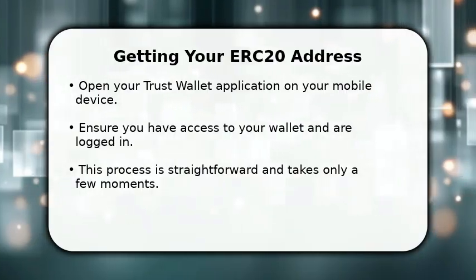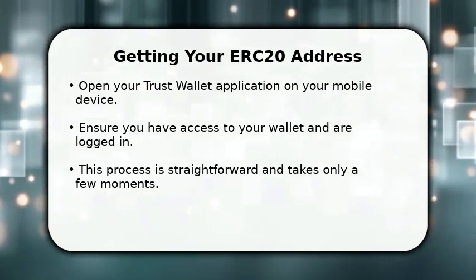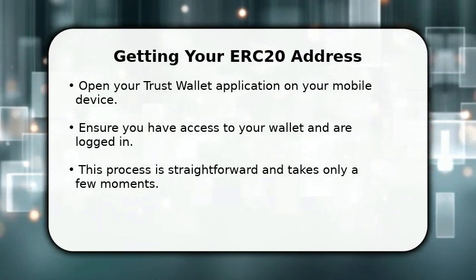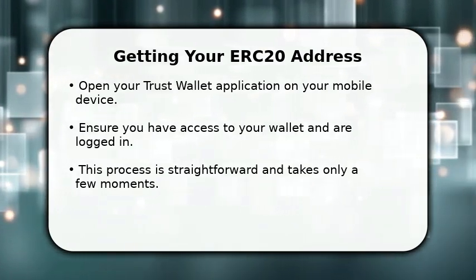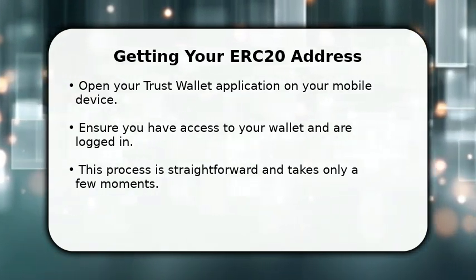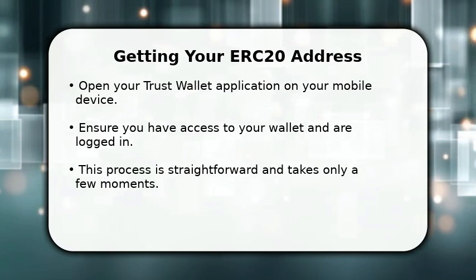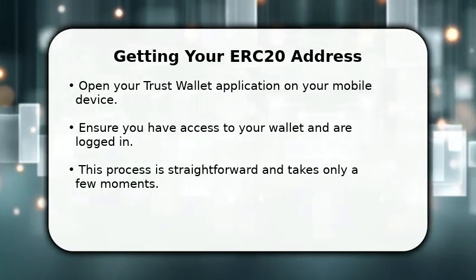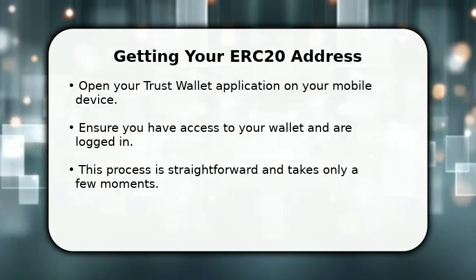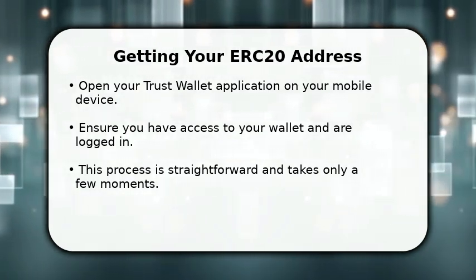In this video, I will explain how to get your ERC20 address on Trust Wallet. First, you'll want to open the Trust Wallet application on your smartphone or tablet. Make sure you are logged into your account. This initial step is crucial for accessing your digital assets. It's a quick and simple process, taking less than 1 minute to complete. Once the app is open, we can move on to finding your specific token.